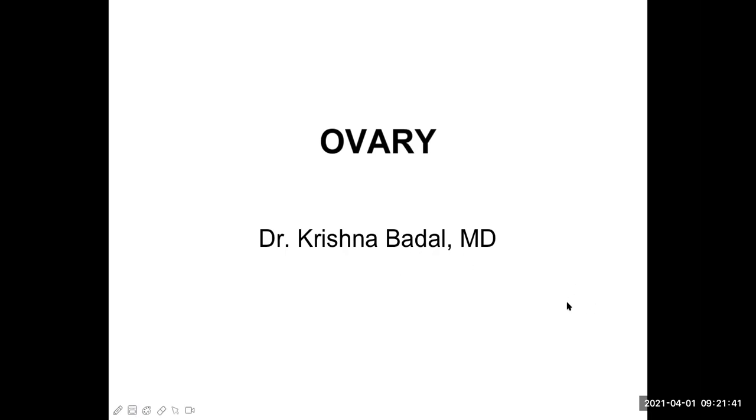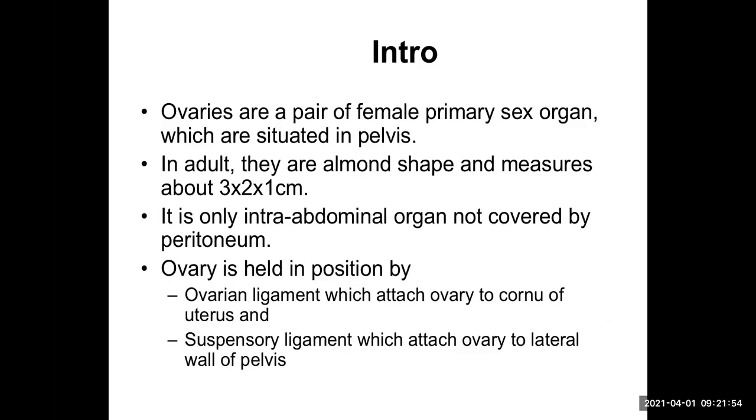Before we talk about the ovarian tumor or ovarian cancer or some of the ovarian masses, let's talk about the anatomy of the ovary, some of the relevant points regarding the ovary. Ovaries are a pair of female primary sex organs which are situated in the pelvis. So they are known as the female gonad, because ovaries are producing ova, or the egg.